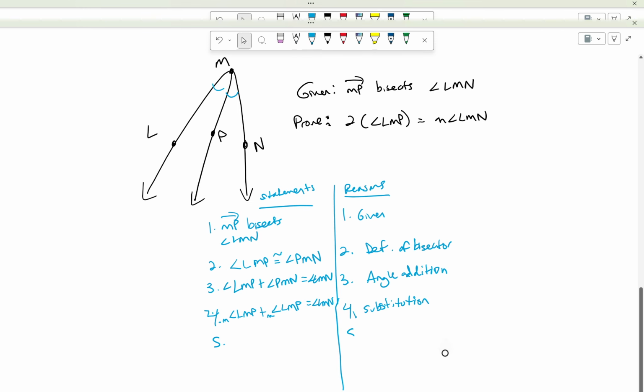And then last but not least, number 5: LMP plus LMP is 2 times the measure of angle LMP. It's equal to LMN. And that is through addition. Also, technically, you could also say this is distributive. You could make an argument for the distributive property if you'd like here. Both were acceptable answers.